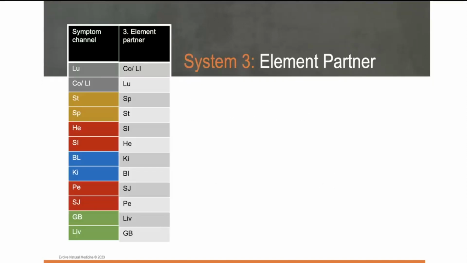All right, so system 3, pretty simple one. Essentially, it's just the element partner. So if we're looking here in the first one, lung is a metal element. The metal element balancer is the colon or the large intestine. So pretty straightforward. Metal, lung to colon. When we're looking at earth, we go from stomach to spleen. And they cross balance. So colon balances lung balances colon.